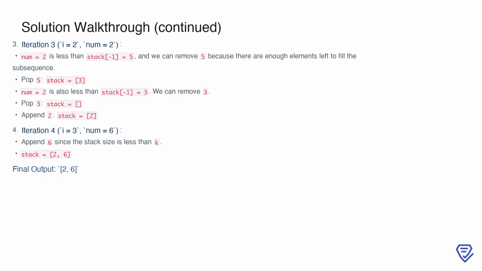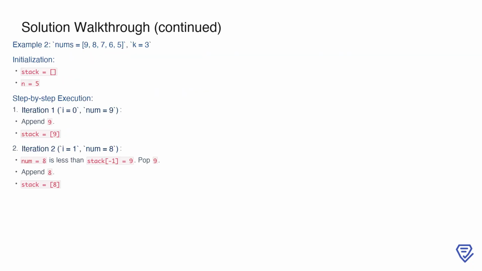Finally, in the fourth iteration, number is 6. Since the stack size is still less than k, we append 6, resulting in a final stack of 2, 6. Thus, the most competitive subsequence for this example is 2, 6.